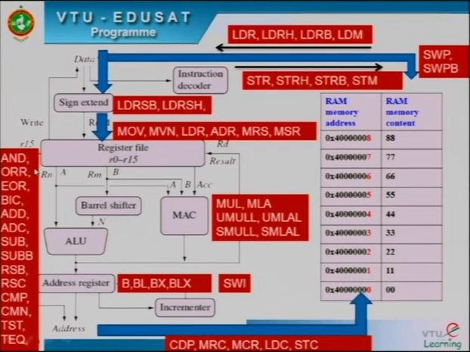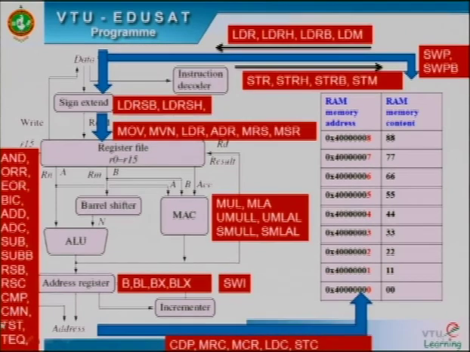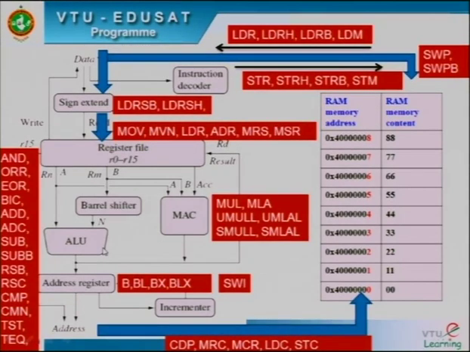There are some logical instructions like AND, ORR, EOR, BIC. These four logical instructions are supported by the logical unit of the ALU. ADD, ADC, SUB, SBC, RSB, RSC are supported by the arithmetic unit of the ALU. And there are some instructions like CMP, CMN, TST and TEQ. These are supported with the help of both the logical part and the arithmetic part. These last four instructions are comparative instructions.